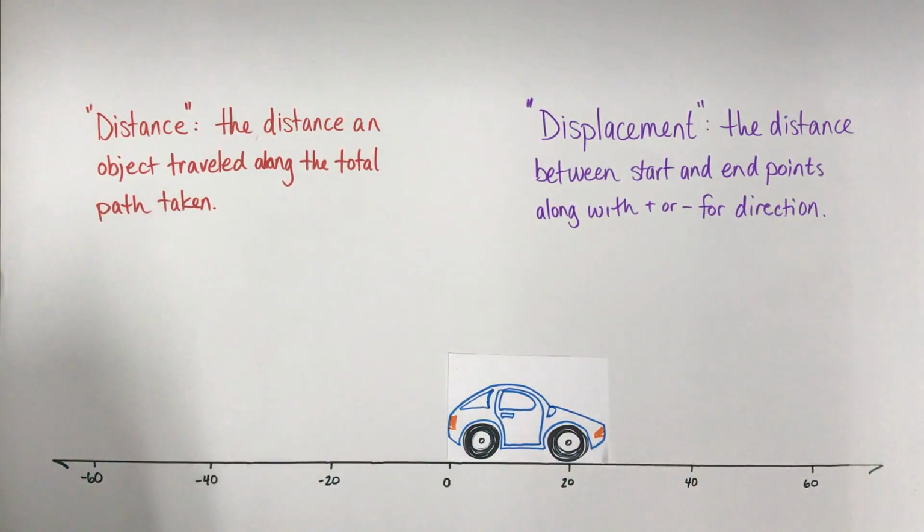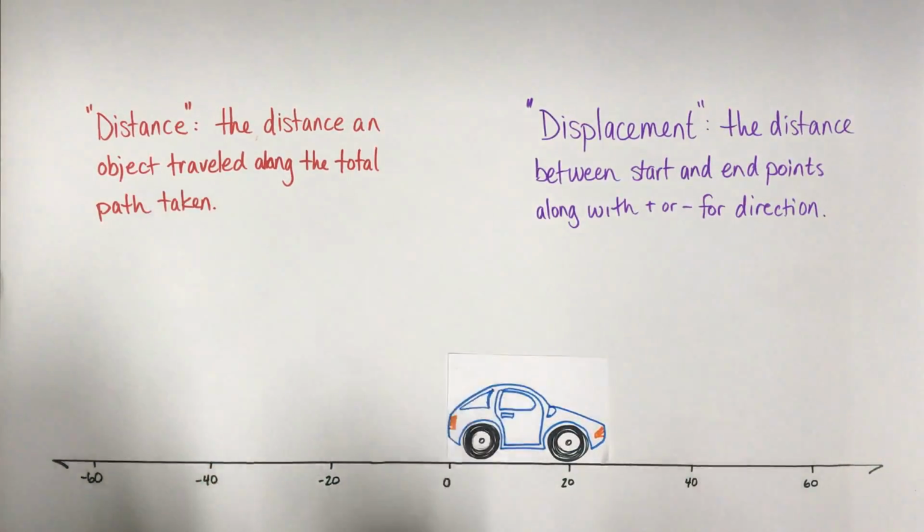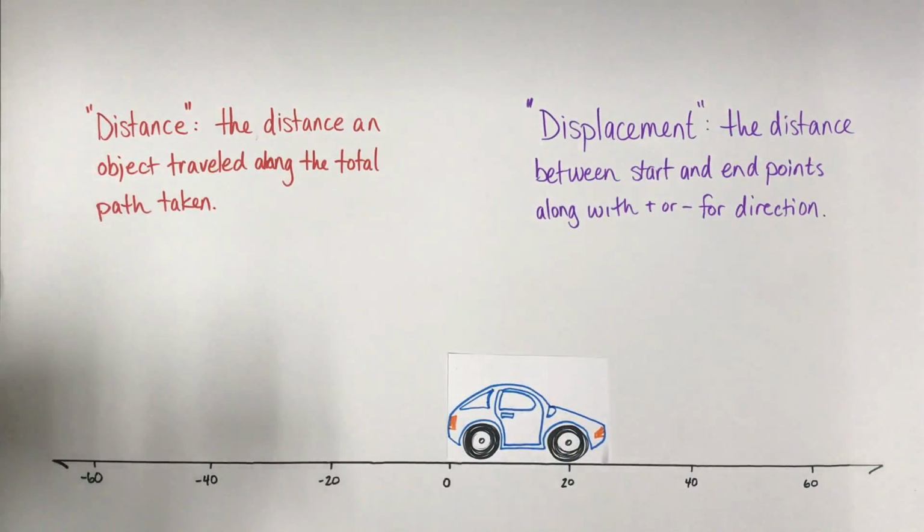So again, big difference between distance and displacement: positive and negative on displacement to include direction, and displacement just looks at start and end points and what's the difference between the two, where distance would include the entire path that the object travels.